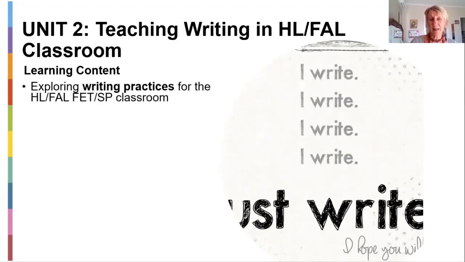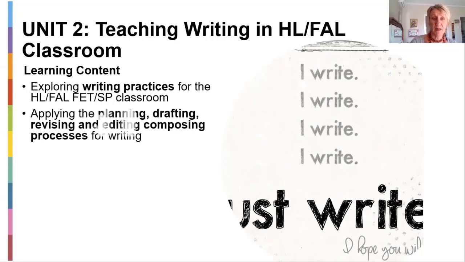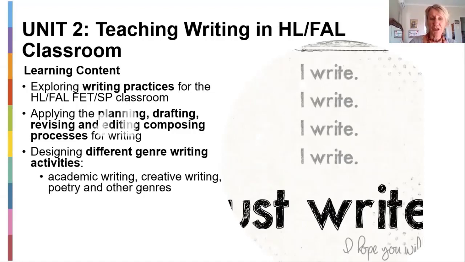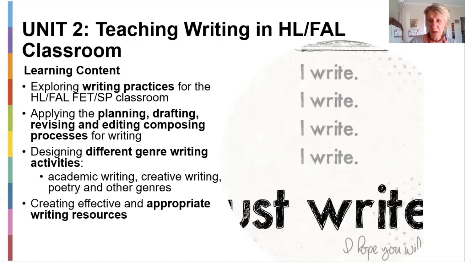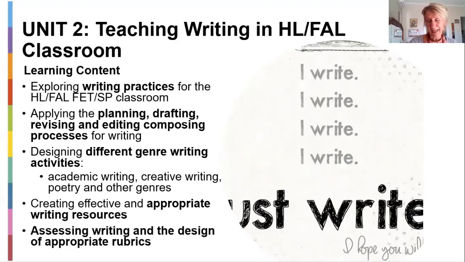So with writing, we can look at what kind of writing practices there are. We can look at the writing process rather than writing as a product. That means we look at the composing processes like planning our writing, using mind maps, drafting, rough drafts, revising, going over it, editing it, proofreading it, so that by the time you turn in your product, everything is perfect. Also, different genres of writing. We're going to look at academic writing, transactional writing, creative writing, poetry writing. There are so many types of writing. We're going to look at those different genre forms. We look at resources for writing, as well as assessing and rubrics. And I think you're all quite good at developing rubrics for the writing activities.